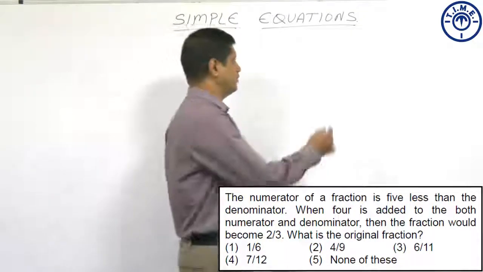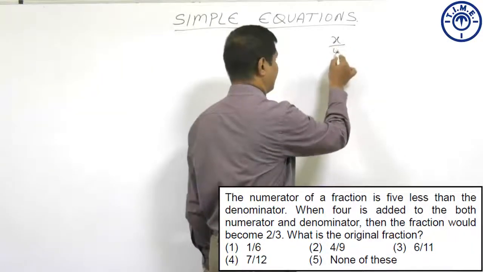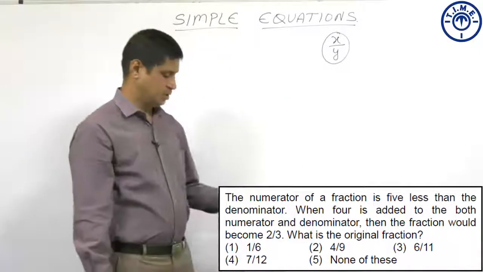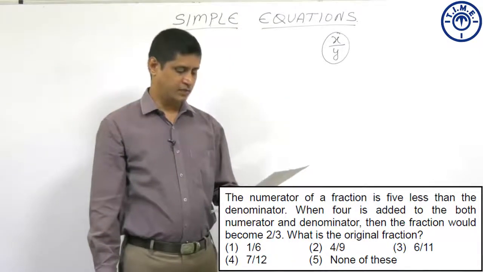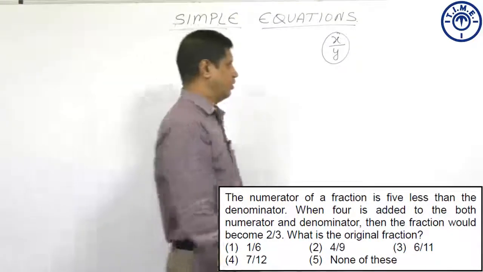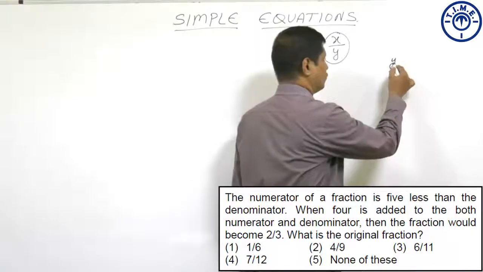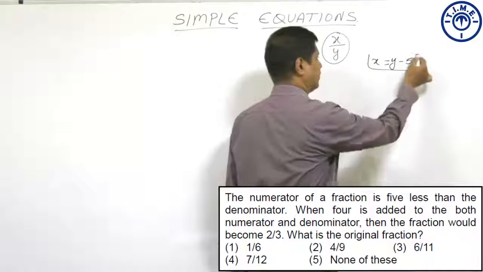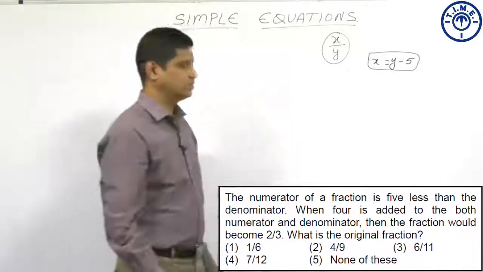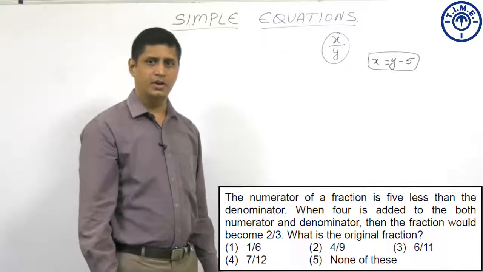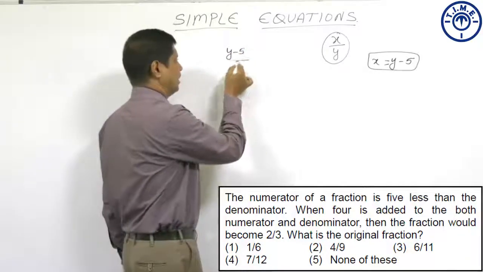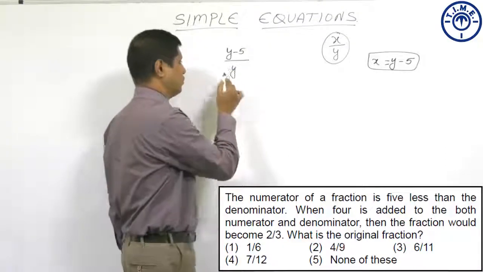Now again I am assuming the fraction as x by y. What is the first condition? The numerator of the fraction is 5 less than its denominator. Taking the denominator as y, 5 less means when you subtract 5 you get the numerator value. So the numerator is y minus 5 and the denominator is y.